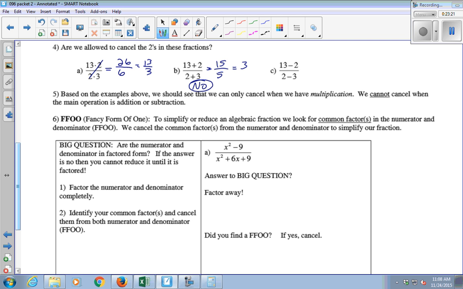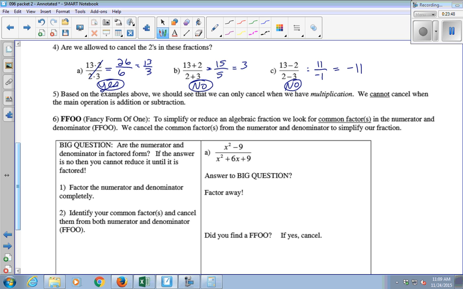How about in C? Can I cancel the 2's? No, right? Because let's just see again. If I do the actual arithmetic, 13 minus 2 is 11. 2 minus 3 is -1, so I get -11. If I cancel the 2's, I get -13/3, right? So I can't do that. So this one's a no also. This one was a yes.